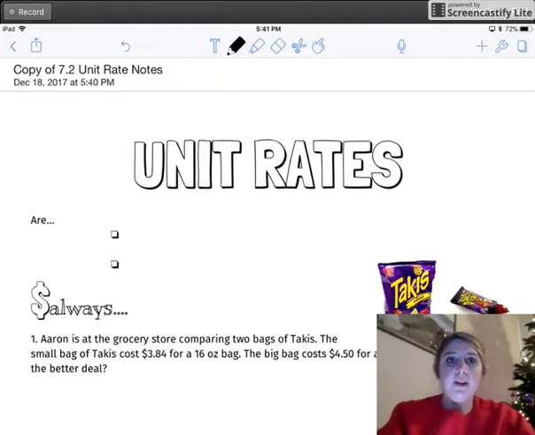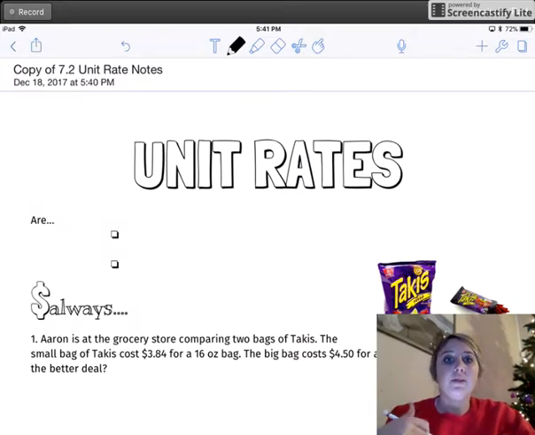Hello everyone. Here at this station, you're going to be watching the video over unit rates, and then you're going to be doing the problems at the bottom. Make sure you're following along and doing everything because you are going to be doing the backside with me at the next station, and you're also going to be turning this in.